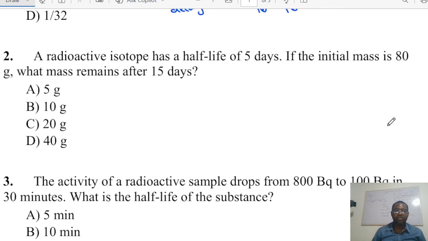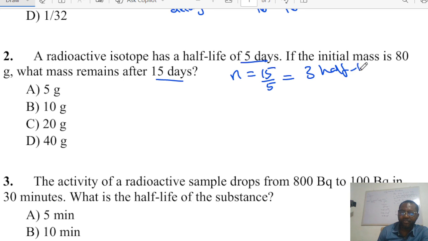Okay, so the second question says a radioactive isotope has a half-life of 5 days. If the initial mass is 80 grams, what mass remains after 15 days? Okay, I think this is quite easy. Let me start by getting the number of half-lives, which is the total time over the half-life. The total time is 15, the half-life is 5, so we have 3 half-lives.